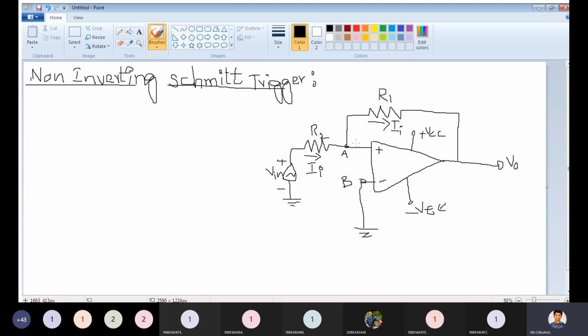At node A, what is the voltage VA? At node A, we are not assuming that this is the virtual ground. If it is virtual ground, then only you need to assume that this value is equal to 0. But here we are not assuming that this is the virtual ground. This is the node A, this is the node B.